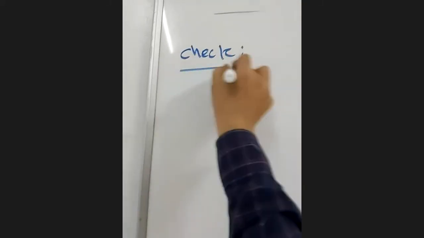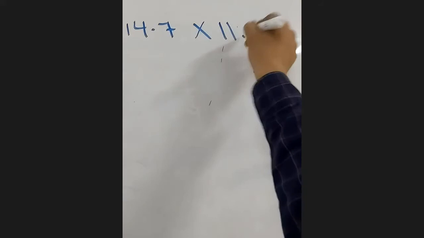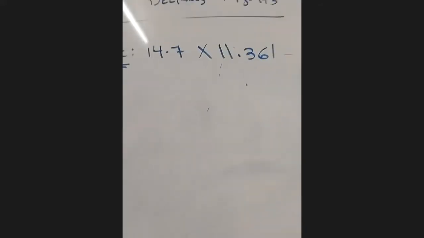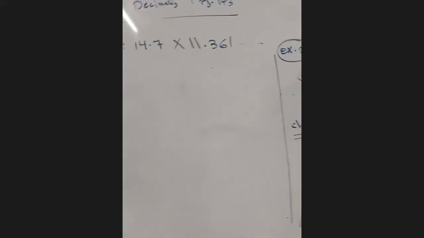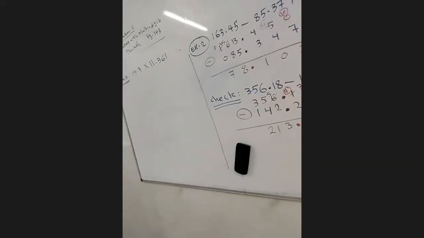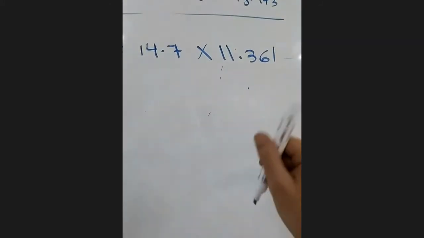I do it. Good boy. Wait for the correction. We have 14.7 multiply by 11.361. 11.361. Now check your answers, guys. Here we have 5 digits with 3 digits, which is kind of long. My numbers are correct here, guys, from the book. 14.7, 11.361, right? Yes, correct.